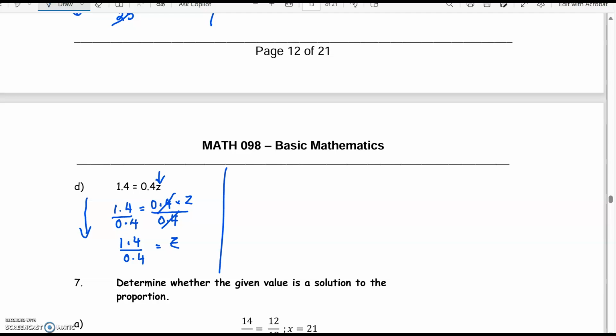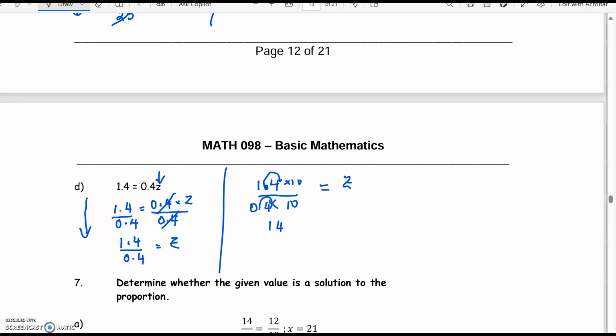Remember that fractions cannot have decimal numbers in the numerator and denominator. So I'm going to multiply the numerator with 10, and multiply the denominator with a 10. And the whole idea is to get rid of decimal numbers. So instead of doing any sort of decimal division, I'm just going to work with fractions, which is much easier. Multiplying with 10 shifts the decimal point one place value to the right.